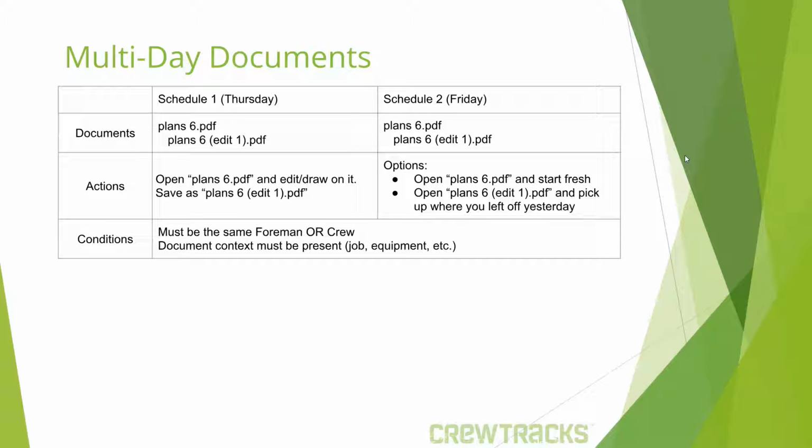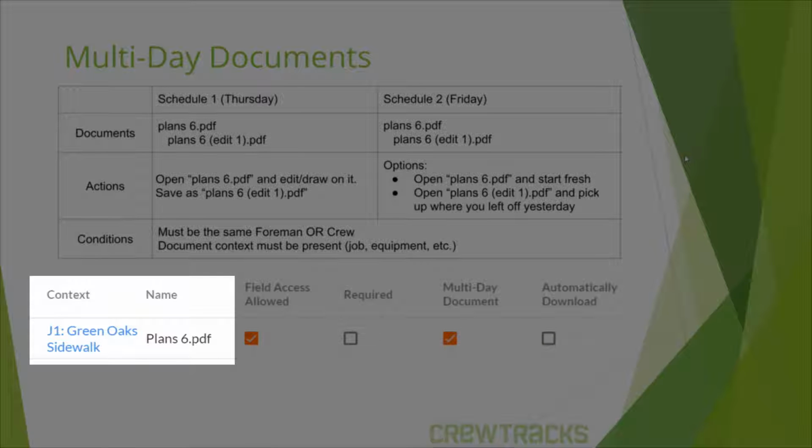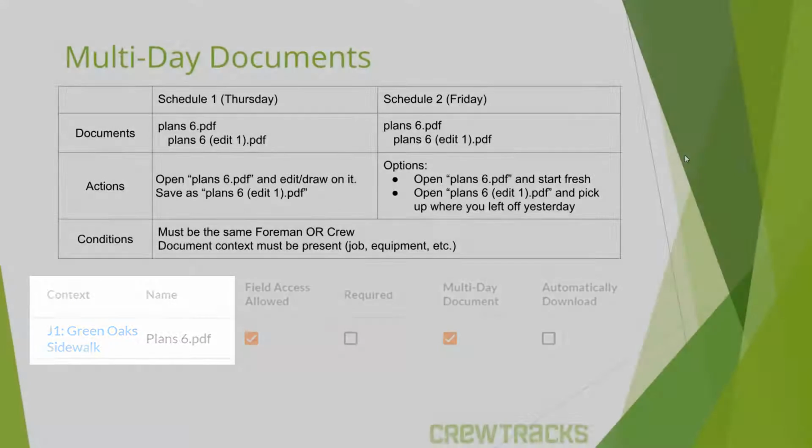And then also the document context must be present. So for example, this plan6.pdf we've been talking about is attached to the Green Oak Sidewalk job. So if I have a certain crew or a certain foreman working 2 days in a row, but it's not the same job that document's attached to, well, then that document's not going to show up.